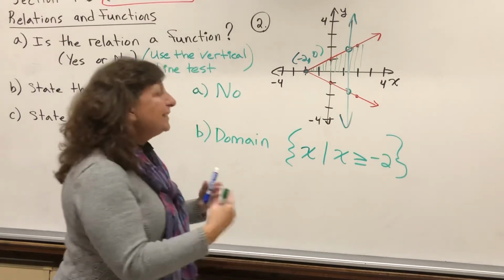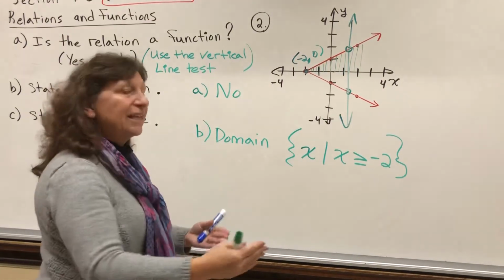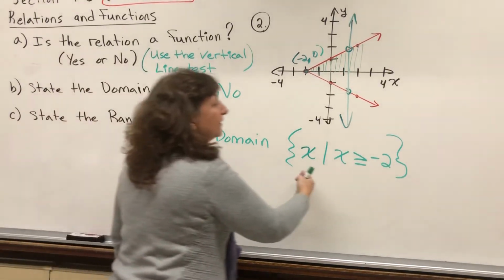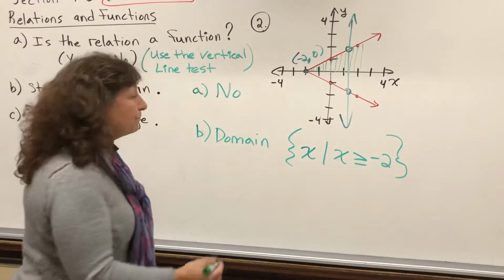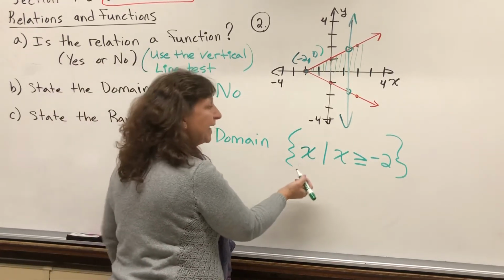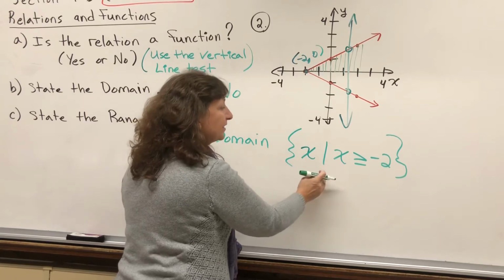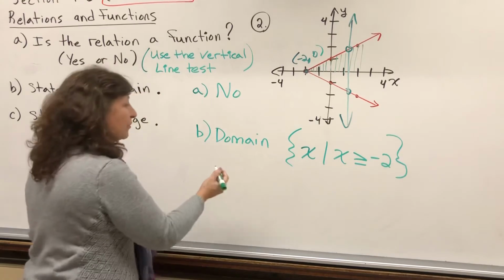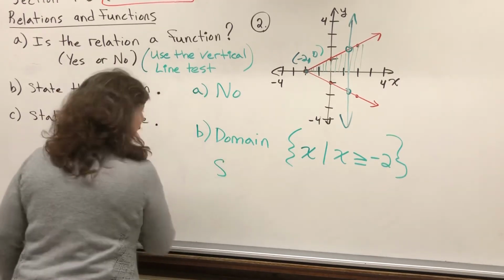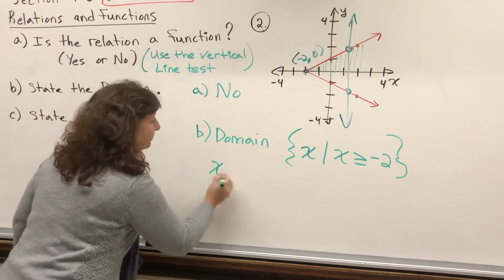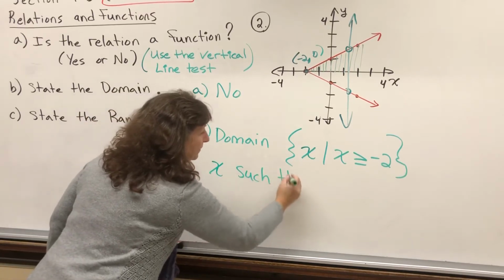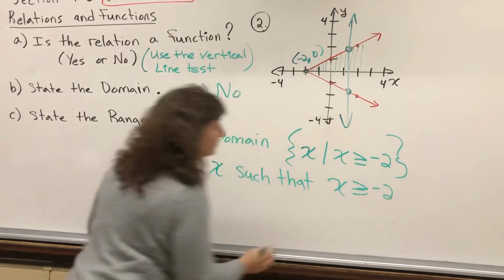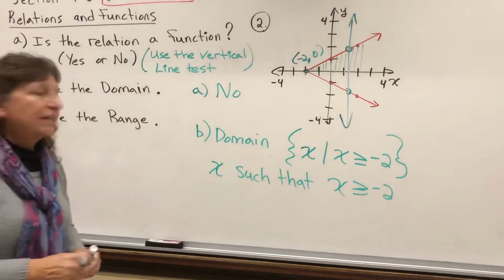So my domain is not a set of values that I can list out discretely. It's a continuous relation, and therefore the domain is continuous as well. So the domain is represented by x, and this is in red, x such that x is greater than or equal to -2. So I'm going to write that, x such that x is greater than or equal to -2. So that's the notation that's represented.